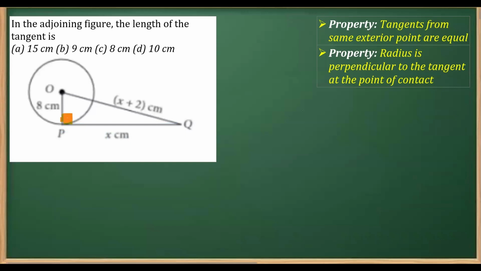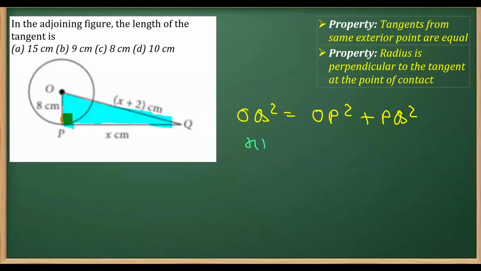So this angle is 90 degrees. Now check this triangle I'm talking about. It's a right angle triangle. So we can say that the square of the hypotenuse, which is OQ here, will be equal to the sum of the squares of the other two sides. So OQ square equals OP square plus PQ square. OQ, whose length is how much? As you can see in the figure, OQ is given as x plus 2, OP is 8 here, and PQ is x.